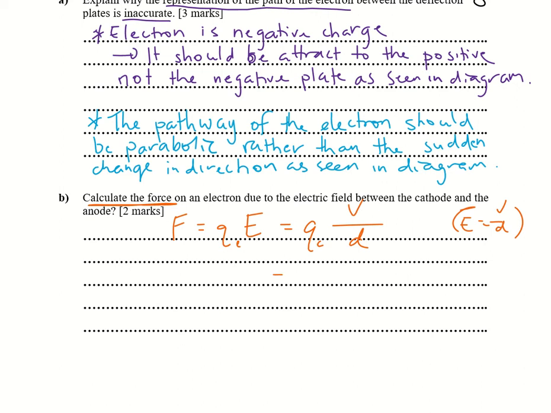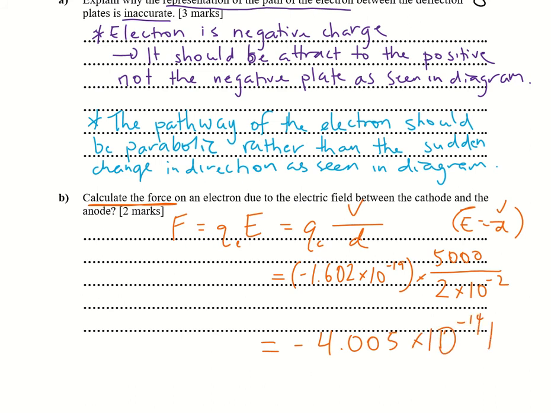And if we have a look, we have the charge, which is minus 1.60 times 10 to the minus 19, times voltage, which is 5,000, and we have the distance, 2 centimeters. So the answer I got for that is 4.005 times 10 to the power of negative 14 newtons. So it's a relatively weak force that is dragging it along.